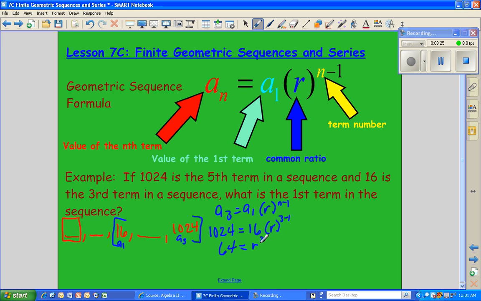And then you're going to get r squared. And take the square root of each side. And you're going to get plus or minus 8 equals r. So that means we're multiplying by 8 each time to get here. So if you back that up, what number would you multiply by 8 to get 16? It's 2. What number would you multiply by 8 in order to get to 2? And that would be 1/4.